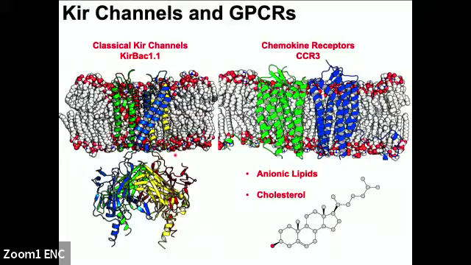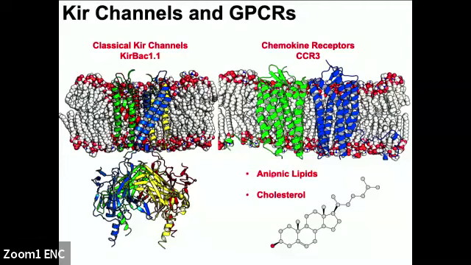The first one we're going to talk about is classical Kir channels. My stand-in for classical Kir channels is going to be this prokaryotic channel called KirBac1.1, which I'll tell you about in a second. But these channels are all going to be anionic lipid activated, or anionic lipids are in some way going to be involved in their activation. And cholesterol can have either a competitive or a cooperative effect with these anionic lipids, depending upon the class of the Kir channel.